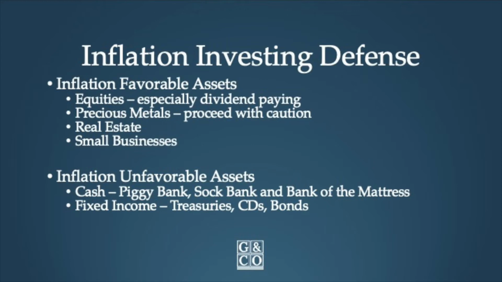Where you don't want to be, or what's unfavorable from an inflation standpoint, the cash, the piggy bank, sock bank, and the bank of the mattress are not good for us. Fixed income, we've got treasuries, CDs, and bonds. Those are all real challenges for us that we have to look at.